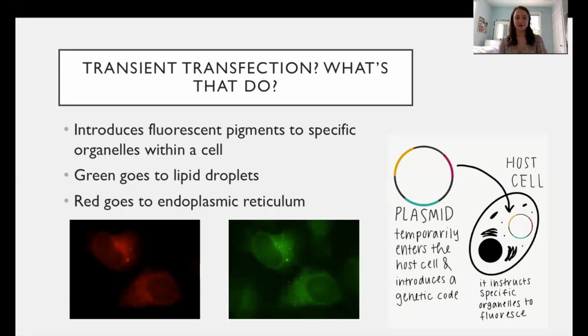So transient transfection, what does that do? Well, it's a method of sticking fluorescent pigments to areas of a cell that you wish to view in detail. For this experiment, we added green fluorescent protein to the lipid droplets of a human cell and red fluorescent proteins to the endoplasmic reticulums of a human cell. In my diagram that you can see on the bottom right, we have a plasmid, which is basically a circular chain of DNA. This plasmid temporarily enters the host cell, introduces its genetic material, and instructs the cell to do things like fluoresce.